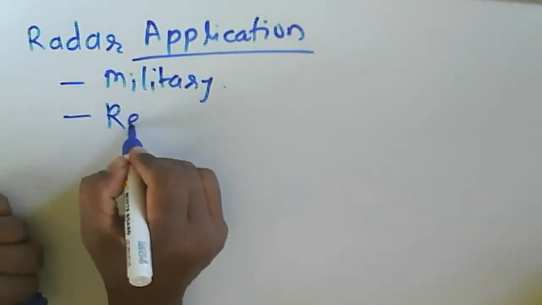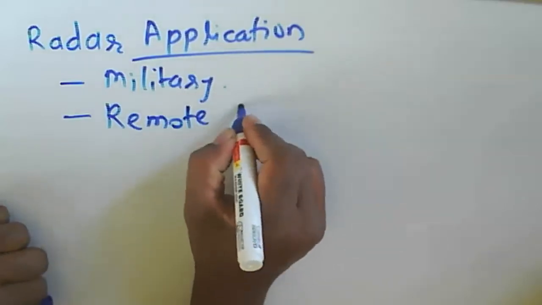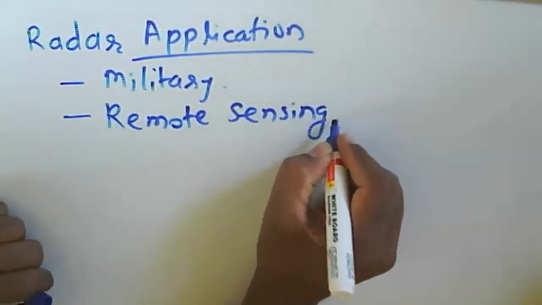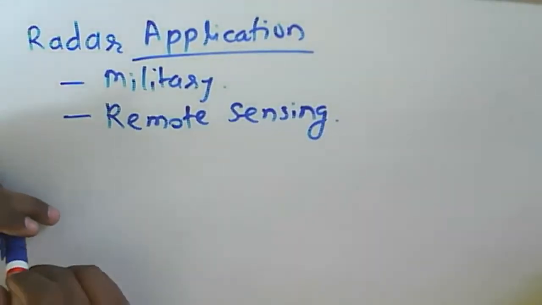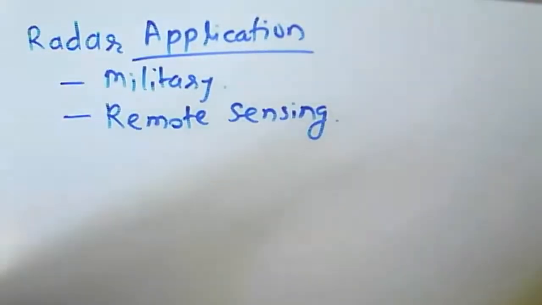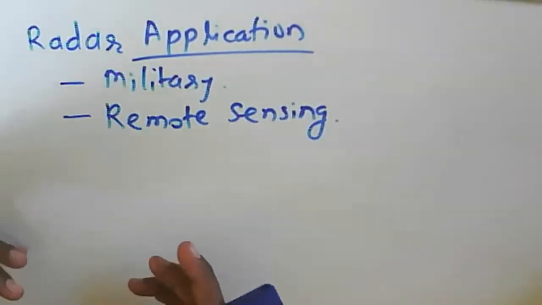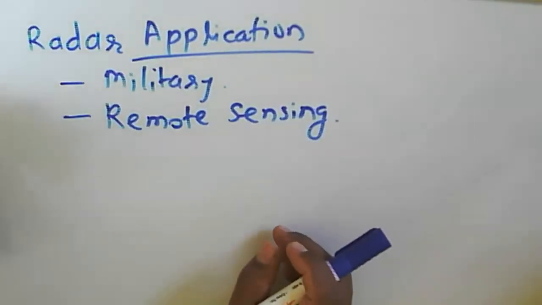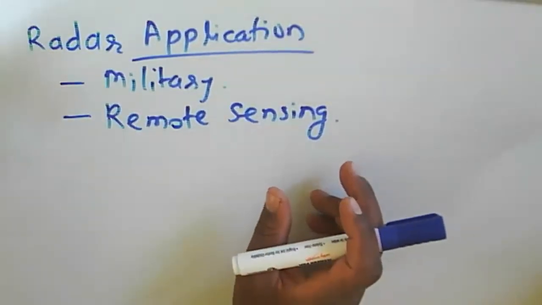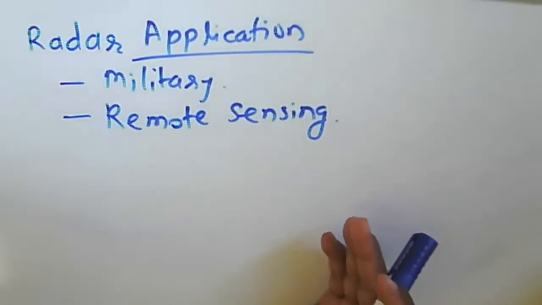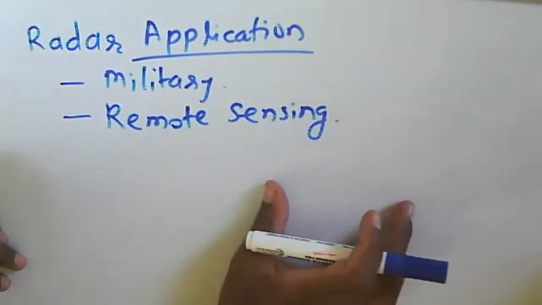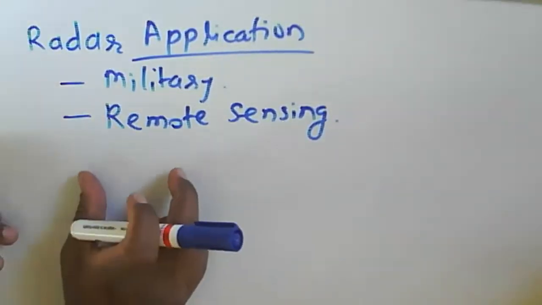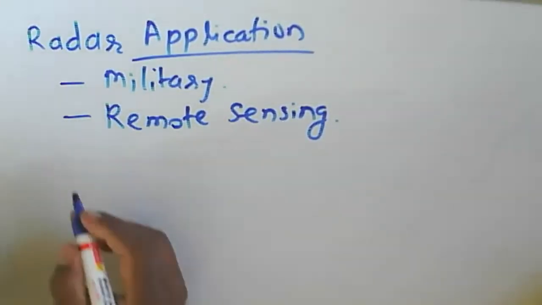Another application is remote sensing. Remote sensing generally means observing or monitoring the weather, weather predictions, planetary observation, a region, or flood monitoring and so on. For that particular purpose the radar can be used. So these are the remote sensing applications.